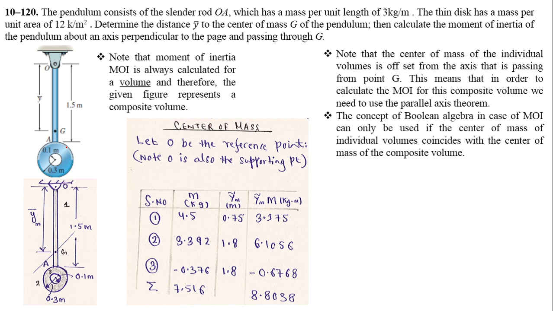Similarly, the mass of the outer disc that has a radius of 0.3 meter will be 12 kilogram per meter square multiplied by the cross section area of the outer disc, which is pi r square. So pi times 0.3 square, multiplied by 12.